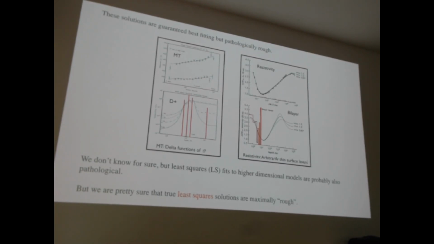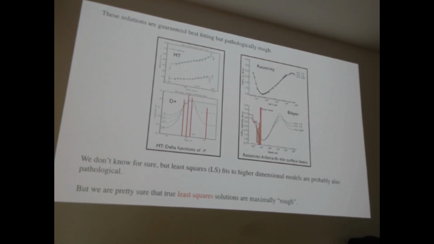is delta functions of conductivity. Basically, the conductivity is either infinite or zero, except that it's infinite at these single points where the conductivity thickness is defined, but the conductivity isn't. But this is the best fitting model in a one-dimensional set for MT. It's infinitely rough conductivity. Right? These are the first derivative of conductivity.